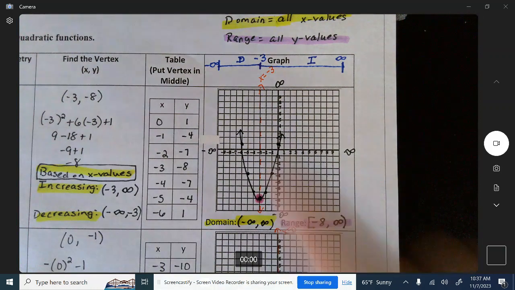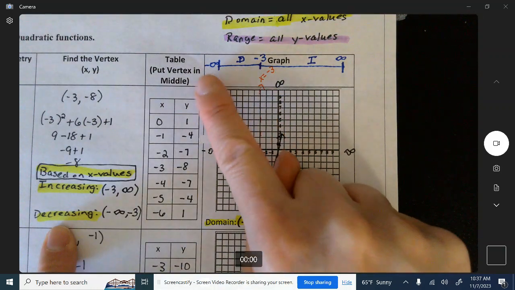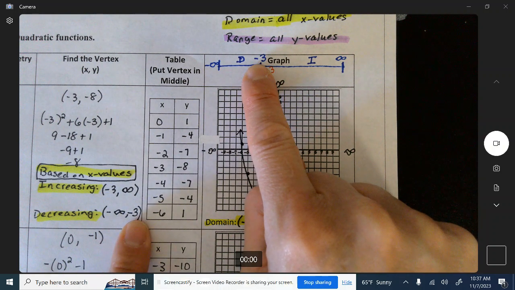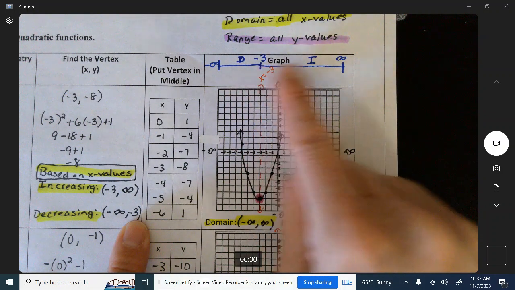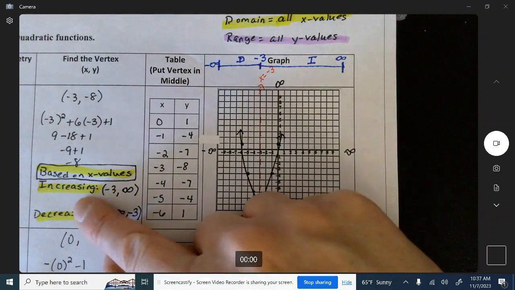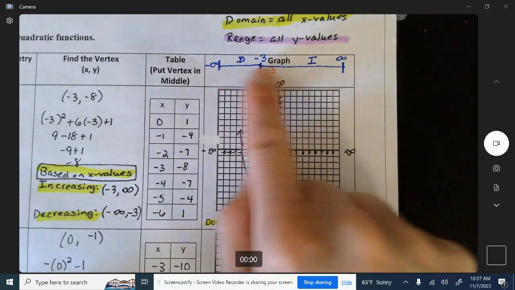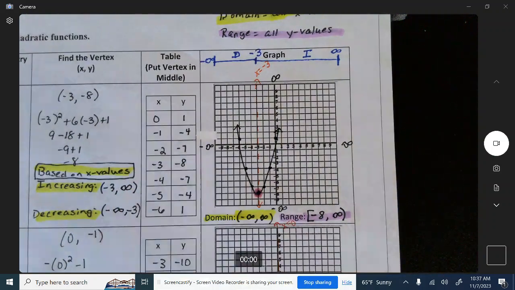And then this side increases, so I'm going to put an I for increase. So notice what I can do now. Decrease, decrease, negative infinity to -3. That's what I put, negative infinity, -3. Where I put the I is between -3 and infinity. So increasing is -3 to infinity. So it might help some of you to draw this at the top of your graph and label it before you come up with this. I'll do that on the next example. Okay?